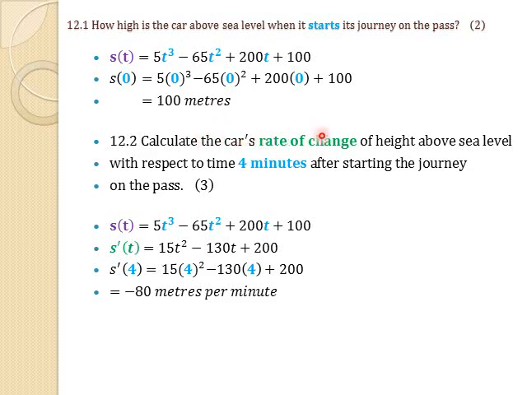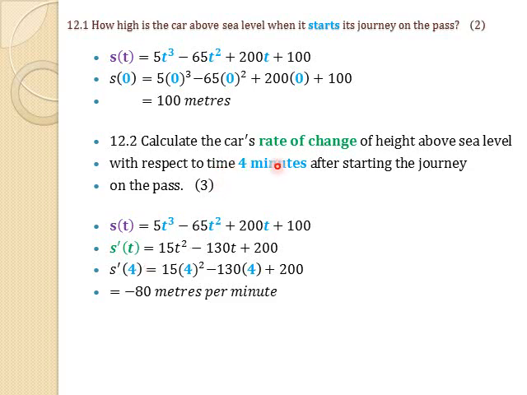Calculate the car's rate of change. When I say rate of change, I want the first derivative, of height above sea level with respect to time, 4 minutes after starting. So the first derivative: 3 times 5 gives me 15t. 3 minus 1 is 2. 2 times negative 65 is negative 130. 2 minus 1 gives me 1. 1 times 200 gives me 200.